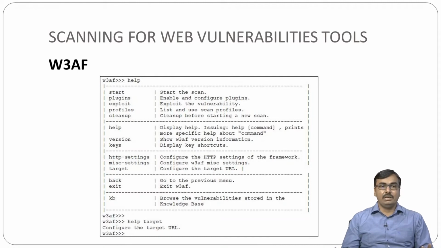And there are several settings available inside the W3AF utility, like HTTP settings, which configure the HTTP settings of the framework. Then miscellaneous settings, which configure W3AF miscellaneous settings. Target means configure the target URL. We have to provide the URL inside W3AF when we want to scan that particular target for finding web vulnerabilities. The back command is used to go to the previous menu, and exit will come out of the W3AF utility. So we can use such commands in the W3AF scanner.